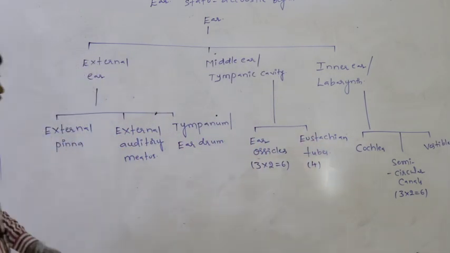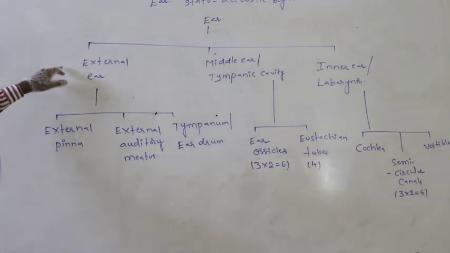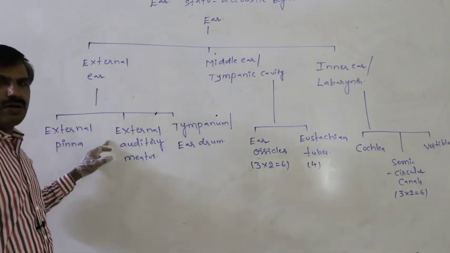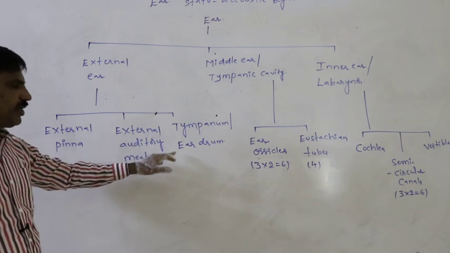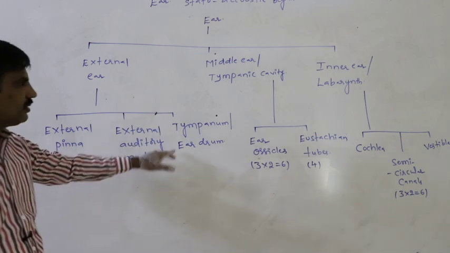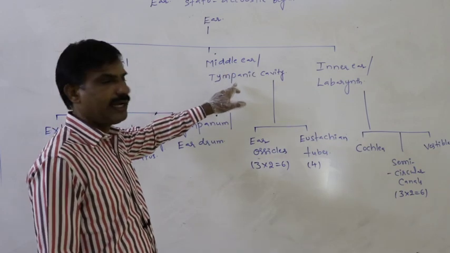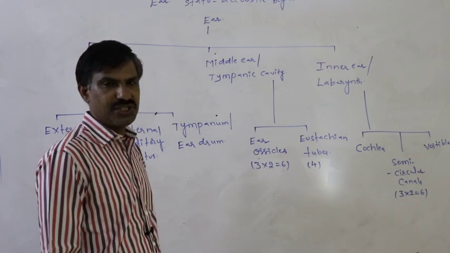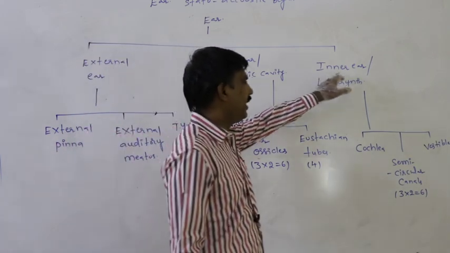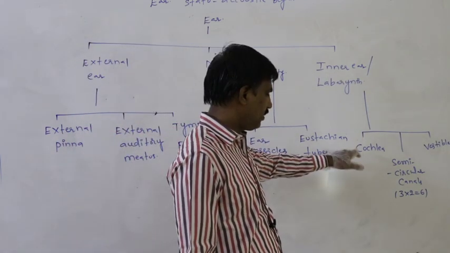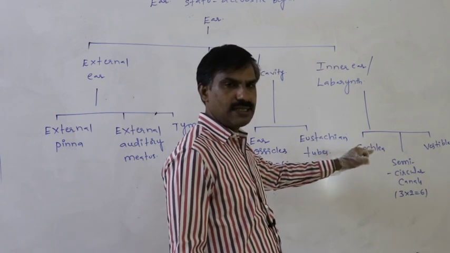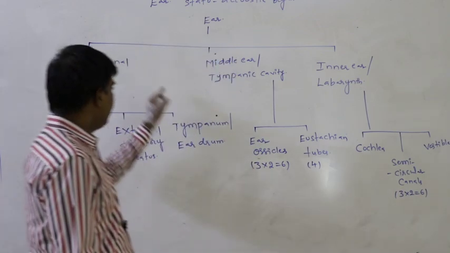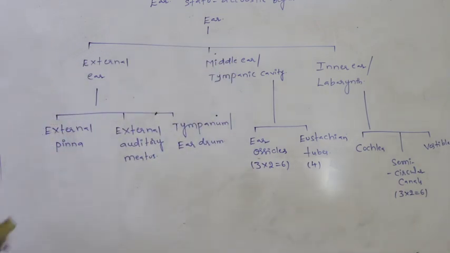So in the external ear, the external pinna, external auditory meatus, and tympanum or eardrum are present. In the middle ear or tympanic cavity, the ear ossicles and eustachian tubes are present. In the inner ear or labyrinth, the cochlea, semicircular canals, and vestibule are present. Of that, first one is the external ear.